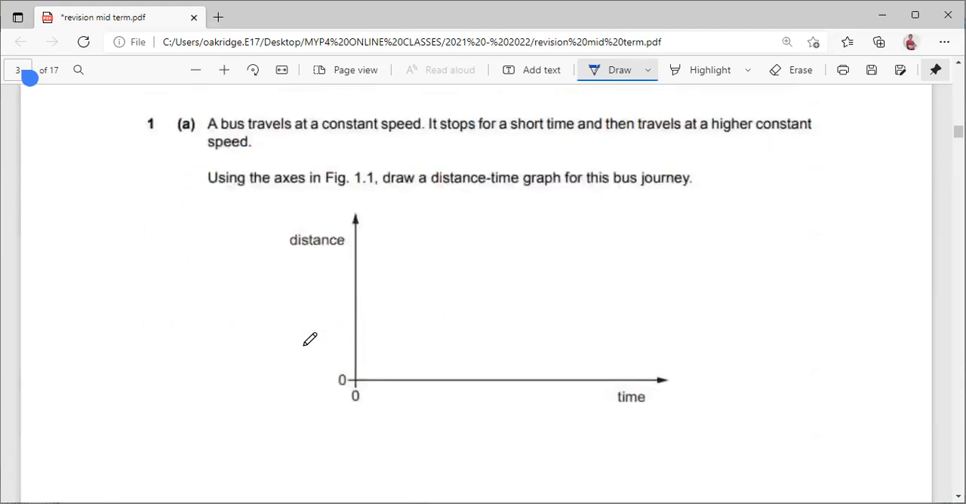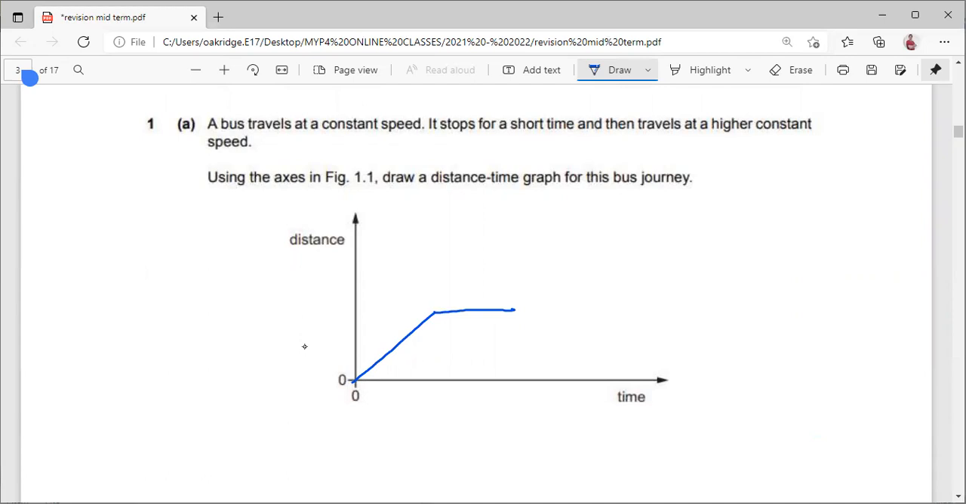Right, then a bus travels at a constant speed. Now this is a distance versus time graph. So whenever you have a distance versus time graph, constant speed means it will be like this, right? It stops for a short time. That means the distance is not changing with respect to time. Stops for a short time, and then travels at a higher constant speed.